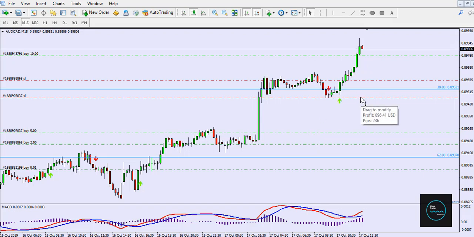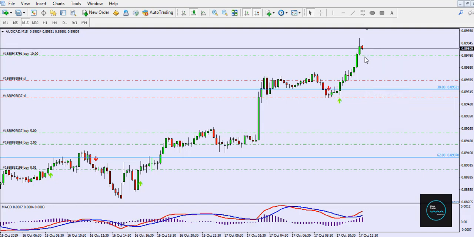This is $896, this is 23 pips, and this is 43 pips, 600 again. Okay, this must be the 2-lot trade, and this will be the 5-lot trade. So barring any incident, I've locked in at least $1,000 here.